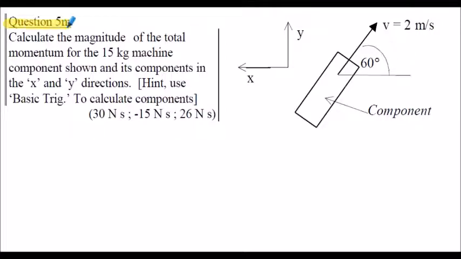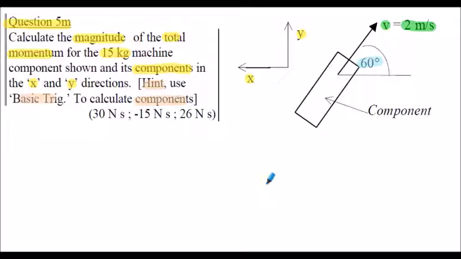Question 5M, we're asked to calculate the magnitude of the total momentum for the 15 kilogram machine component shown in the sketch here, and also the components of the momentum in the x and y directions. Notice the positive senses of x and y shown here. The hint in the question is to use basic trig to calculate the components. Notice the velocity v is stated in the question, it's 2 meters per second. Also notice that the direction of the velocity and indeed the momentum is 60 degrees to the horizontal.